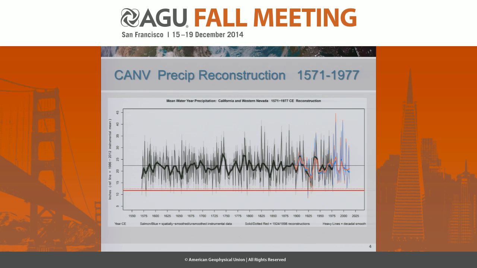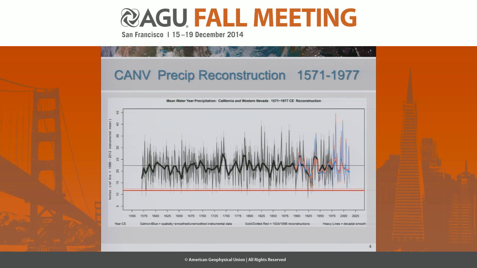One thing I want to point out here is one of the motivations for this was the Pages 2K project, and in particular the second part of that, trying to push back spatial precipitation reconstructions in each of the continents and the ocean as far back in the last 2,000 years as possible.